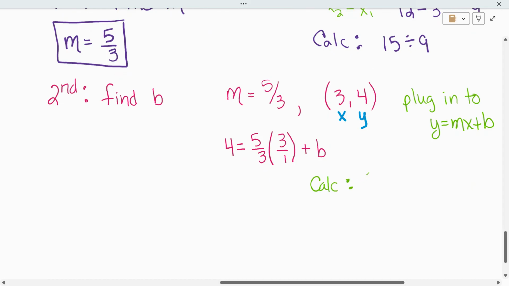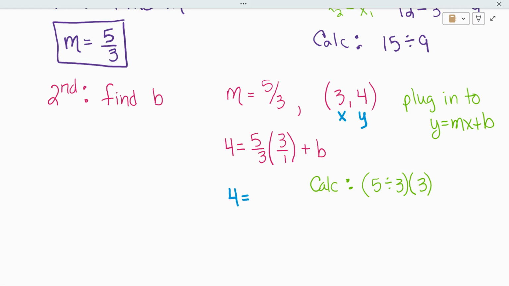Okay. I'm going to write a calculator option. Calculator, parenthesis, 5 divided by 3, close parenthesis, new parenthesis, times 3. So Kylie, you're going to do that operation and you're going to tell us what you get, okay? You're right. Say it. Good job. So 4 equals this mess right here, which is 5 plus b.